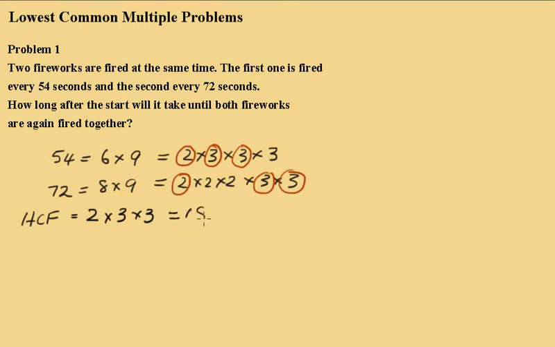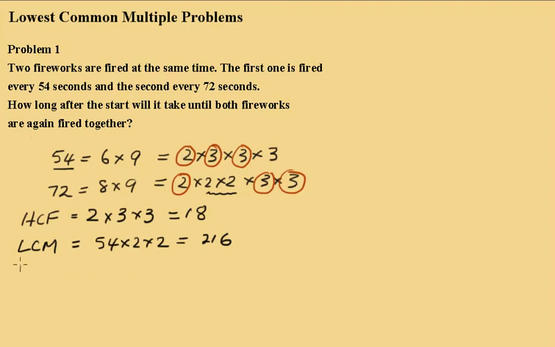But we're not after the highest common factor, we're after the lowest common multiple. So the lowest common multiple is equal to 54 times what's left over here. That's why we need to find the highest common factor, so we could get what was left over, which is 2 by 2, and that's going to give me 216.